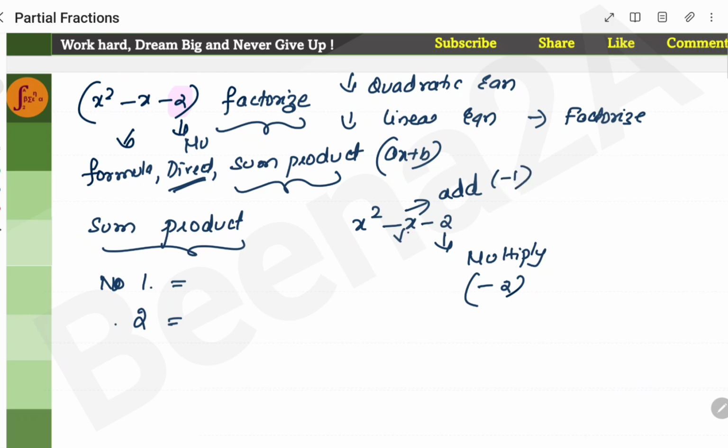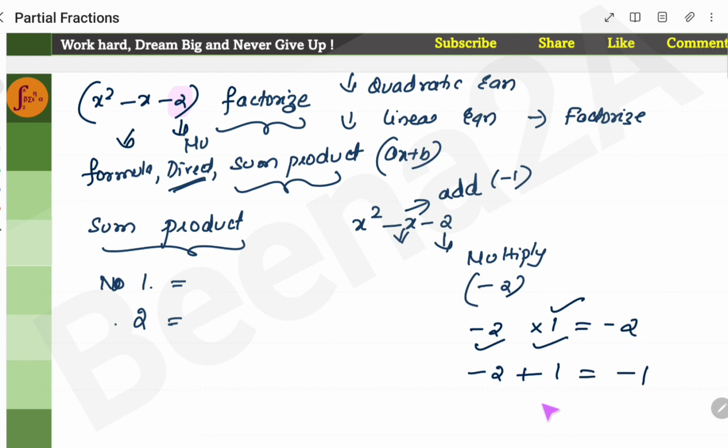I mean, just take the coefficient, not x. Just the coefficient. Coefficient of x is, there's nothing here, so it's 1. And there is minus here, so minus 1. So, when I multiply, I should get minus 2. When I add, I should get minus 1. So, obviously, to multiply and get minus 2, it means minus 2 into 1. When I multiply minus 2 with 1, I get minus 2. Basically, I have to guess these numbers. And when I add minus 2 and 1, I'll get minus 1.